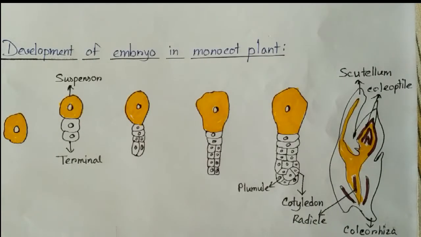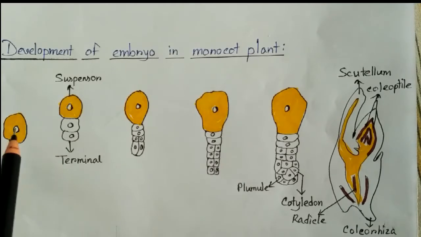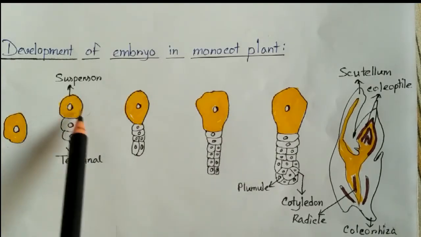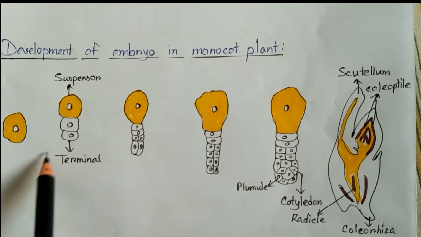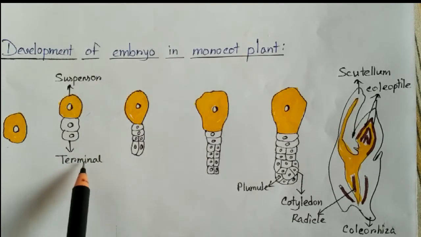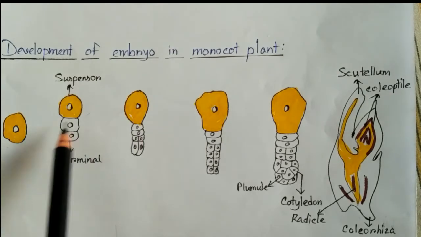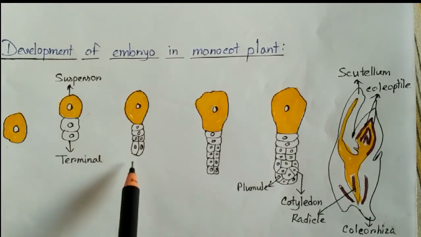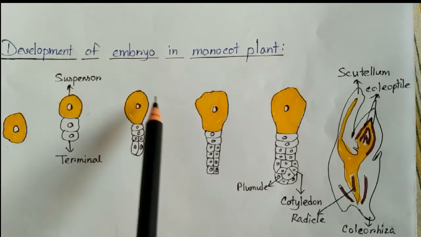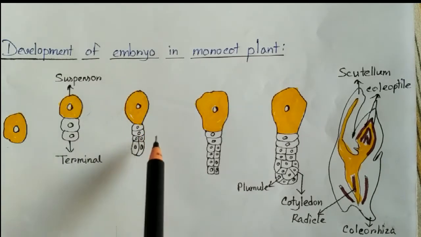This is the development procedure of a monocot plant. This is the oospore, again divided into suspensor and terminal. Here you also call it the embryo cell, but it is also called the terminal cell. Then again they are further divided. This is the haustorial cell, as in dicot plants.